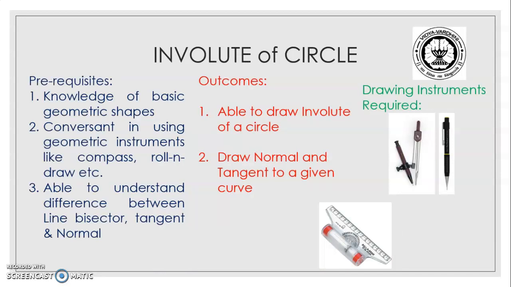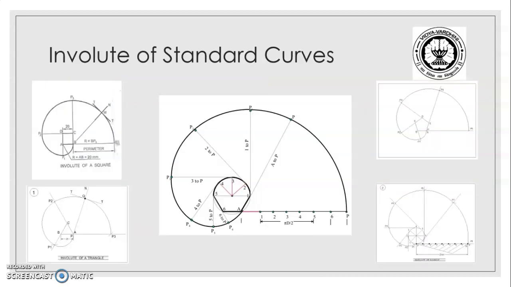What are the prerequisites? Knowledge of basic geometric shapes, conversant in using geometric instruments like compass, roll and draw, etc. Able to understand difference between line, bisector, tangent and normal. What will be the outcome? Outcomes will be able to draw involute of a circle, draw normal and tangent to the given curve. Drawing instruments required are compass, pencil, roll and draw. In addition to this, we also require a French curve.